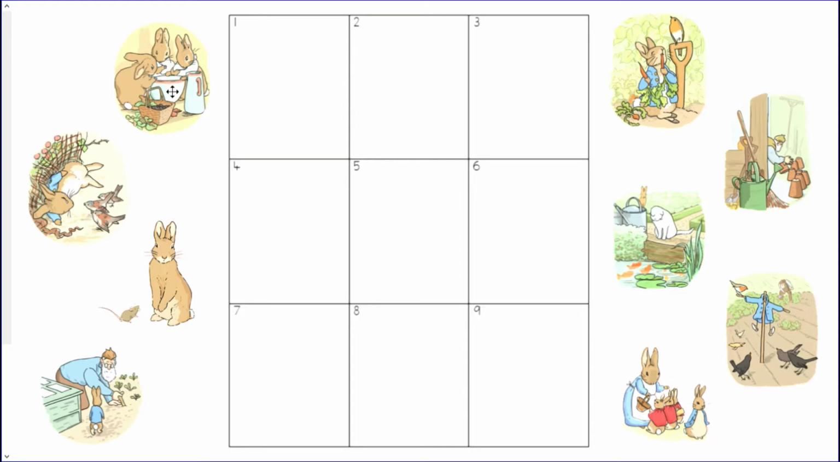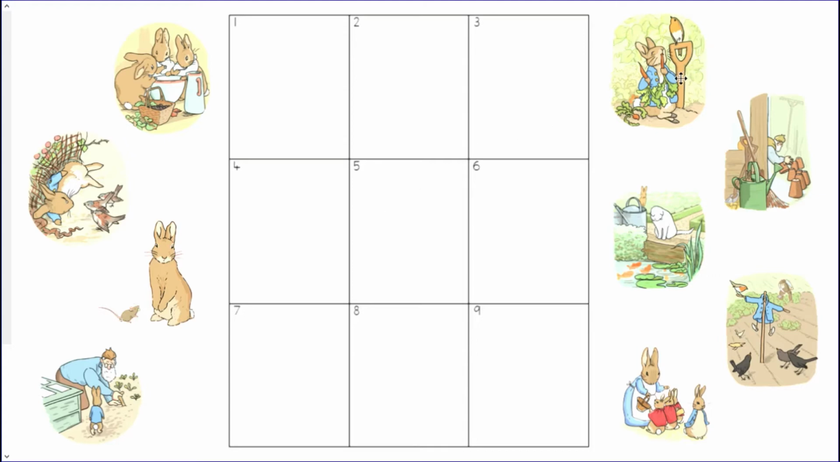In this picture, Peter's sisters, Flopsy, Mopsy and Cottontail are enjoying their supper. Here we can see Peter stuck in the fence. This picture shows Peter talking to the little field mouse. In this picture, Peter has stumbled across Mr. McGregor.